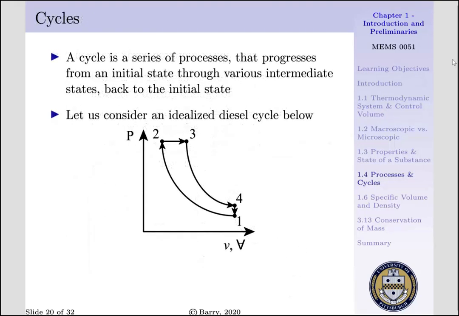A cycle is a series of processes that progresses from initial state through various intermediate states and then returns to our initial state. Let us consider the idealized diesel cycle below. Our PV diagram shows us going from state 1 to state 2 via an isothermal process. Then we go from state 2 to state 3 via an isobaric process. Then we go from state 3 to state 4 via an isothermal process. And then we go from state 4 to 1, our initial state, via an isochoric process.